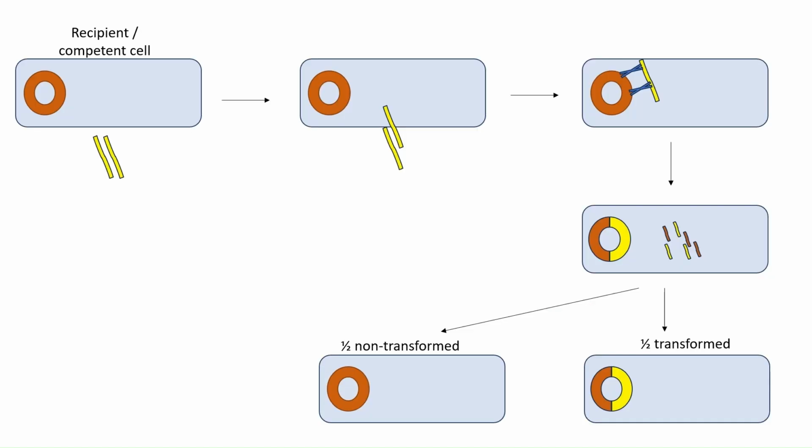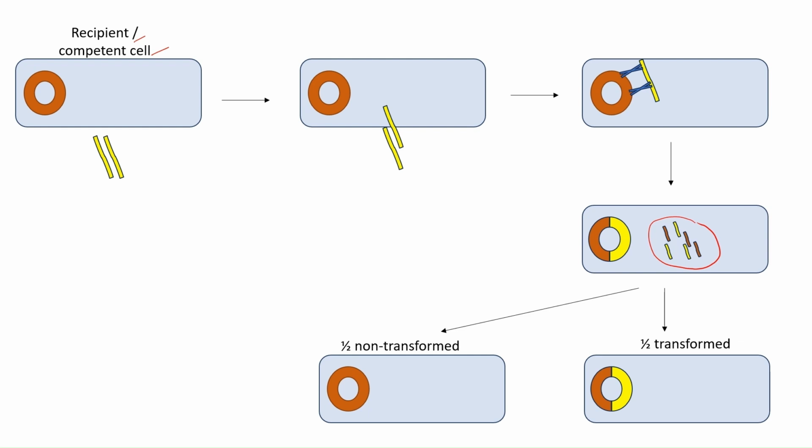Now, the cell that takes up the DNA, we call a recipient cell, or a competent cell. So whenever any DNA is present in the surrounding medium, the cell should be recipient, or in a competent stage, to take up that DNA. It will take one segment of the DNA, and another segment will be left behind. This segment of the DNA will get integrated into the chromosome by recombination. The part that cannot integrate, that is left behind, will be degraded.